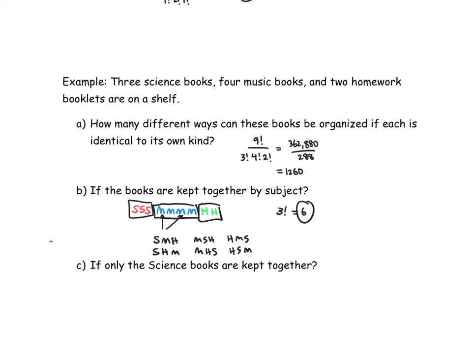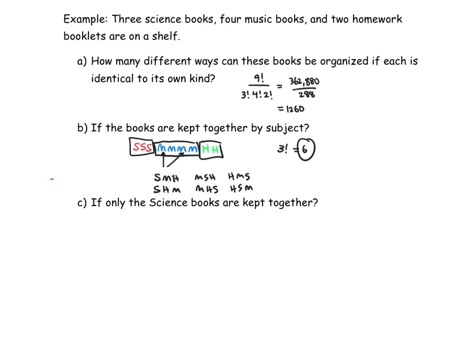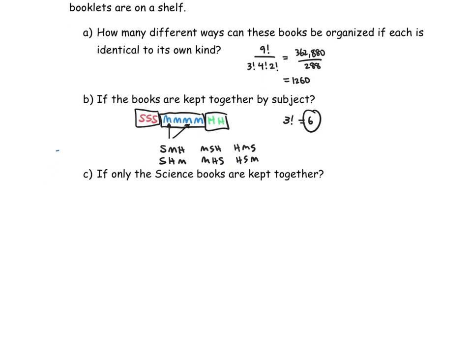What if only the science books are kept together? Okay, this is where it gets interesting. So if only the science books are kept together, all I care about is that is 1 item, right? And then the rest are free to move as follows. Math, music, music, music, music, homework, homework. So how many objects are being organized? This would be 1, 2, 3, 4, 5, 6, 7. So I would have 7 objects on the shelf.